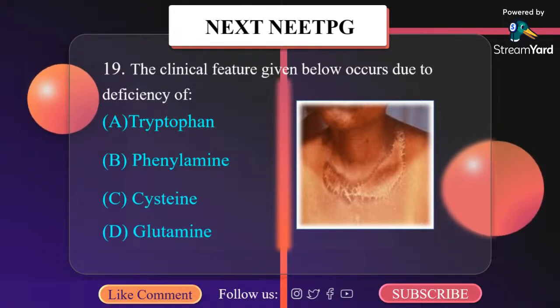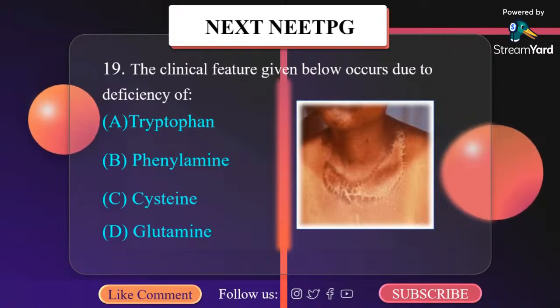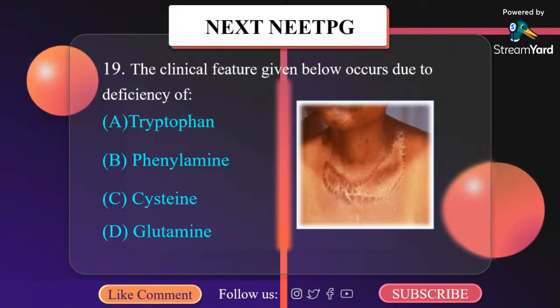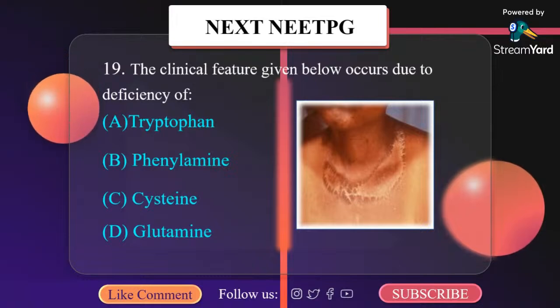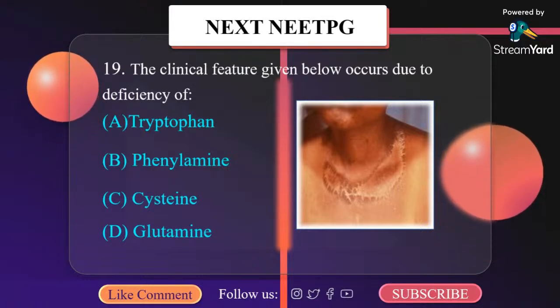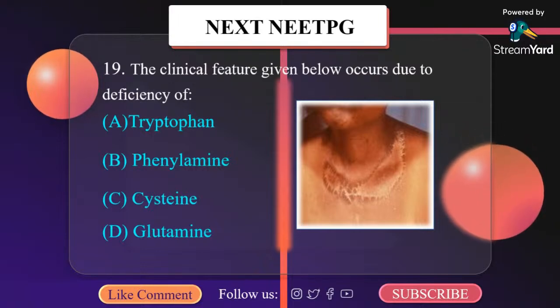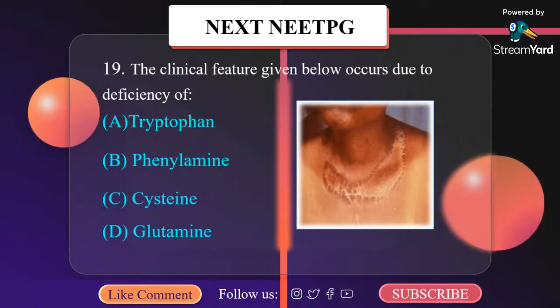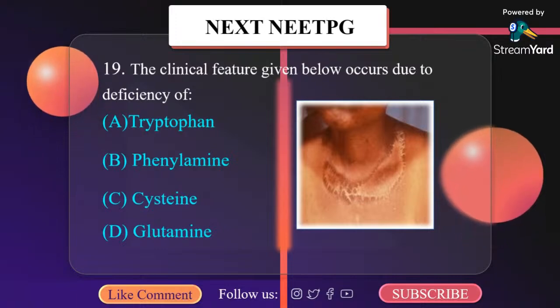It is tryptophan. What you can see is Casal's necklace. It is due to vitamin B3 or niacin deficiency. Niacin is synthesized from the amino acid tryptophan, so tryptophan deficiency can also lead to Casal's necklace. 60 milligrams of tryptophan get converted into 1 milligram of niacin.